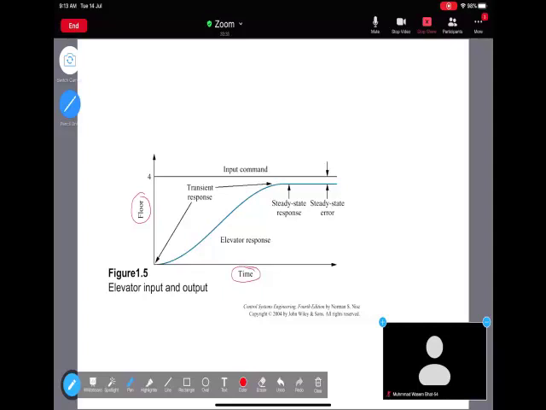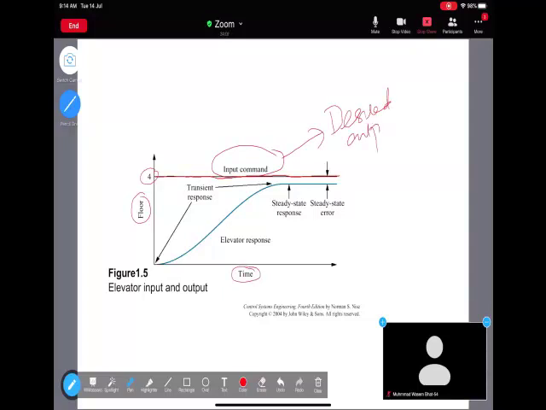Your input is a floor number. You enter the elevator and ask it to take you to floor number 4. So this is your input command. You say, take me to floor number 4. So your input remains constant throughout. You want to go to floor number 4. Now, please remember, this input is also the desired output, right?